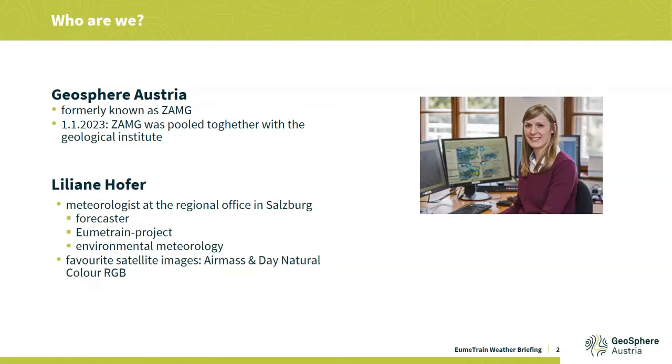I'm working as a meteorologist, but not at the headquarters in Vienna, but at a regional office in Salzburg. I'm a forecaster, I'm a member of the EUMeTrain project, and I'm also working in the field of environmental meteorology. My favorite satellite images are the airmass RGB and the day natural color RGB, and therefore I'm really happy because I can show you some nice features with the help of these two today.